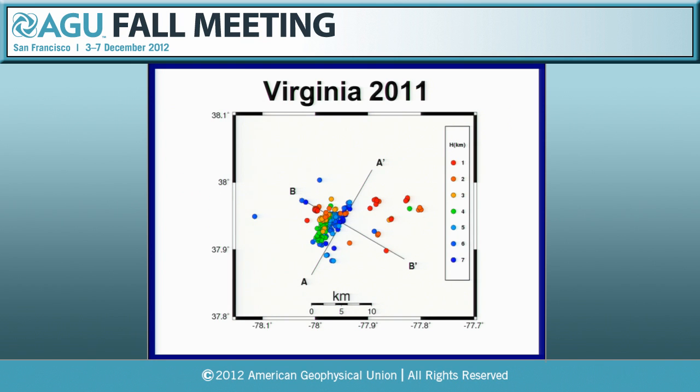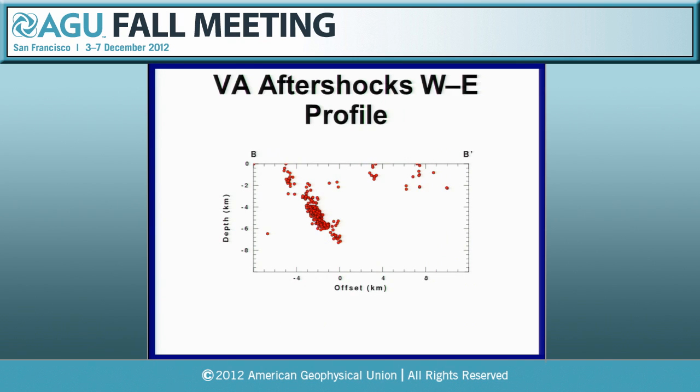Sort of the biggest success as far as monitoring, and the most significant earthquake in the East, at least since 1886, was the Virginia earthquake on August 23, 2011. This is a figure showing some of the locations of aftershocks, color-coded by depth. If we go to the next slide, looking at the B-B' profile, there is a very definitive dipping pattern of seismicity, and so, perhaps for one of the few times for eastern U.S. seismicity, there may be a chance of identifying the fault plane.